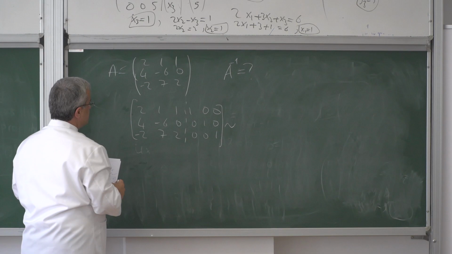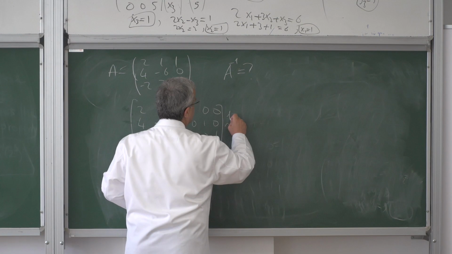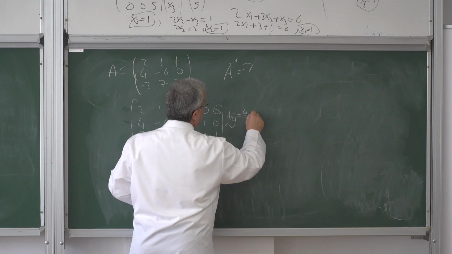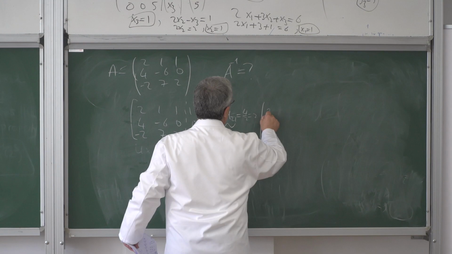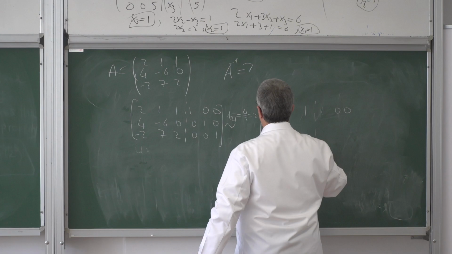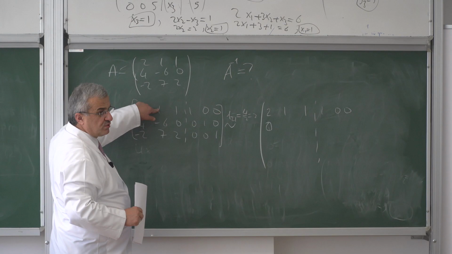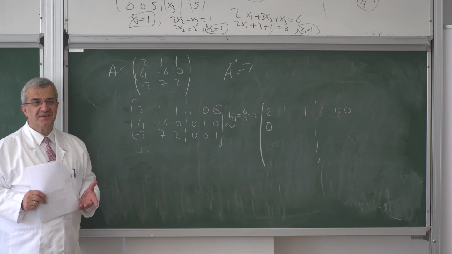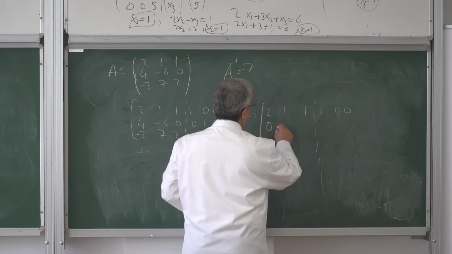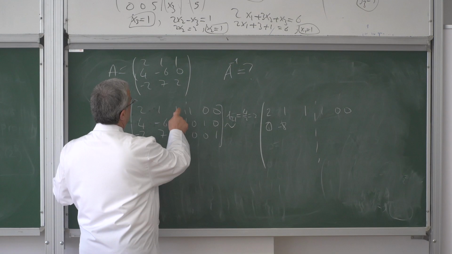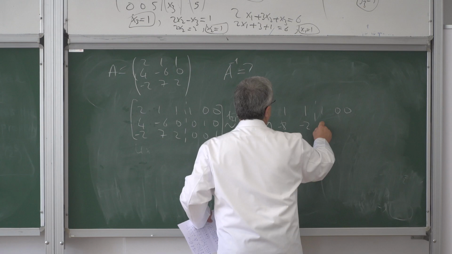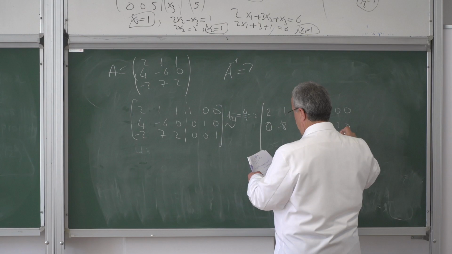So what is the multiplier here to get L21? Let's use this terminology: it is 4 divided by 2, which is 2, right? So this is 2, 1, 1, 1, 0, 0. This becomes 0, and twice this, subtracting from this one, so minus 6 minus 2 is minus 8. And 0 minus 2 is minus 2. And we continue here. This is minus 2, 1, 0. Right?